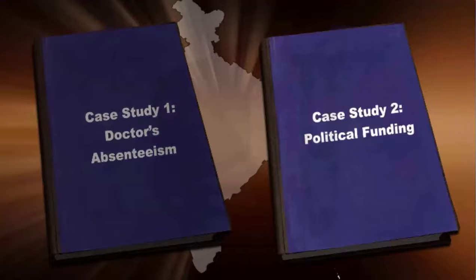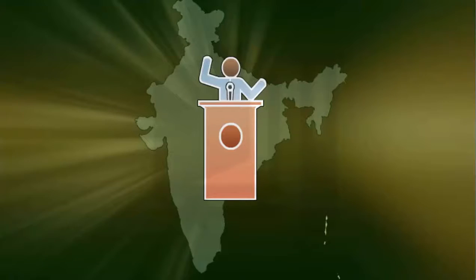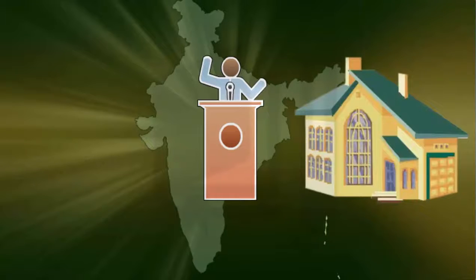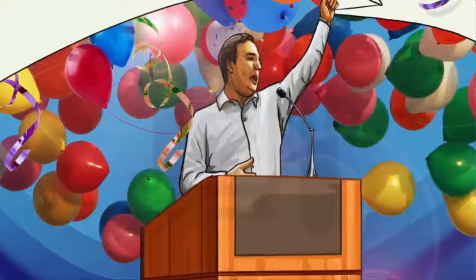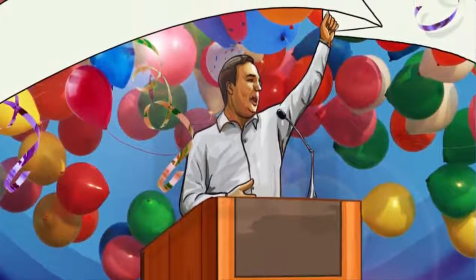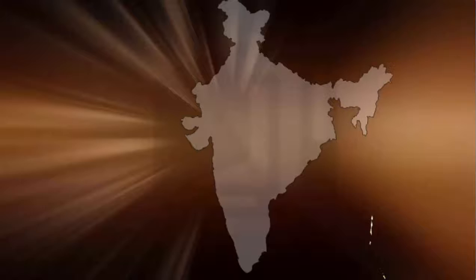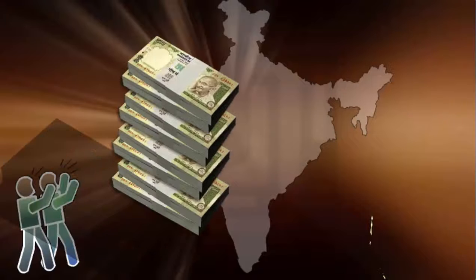Case Study 2. Political funding. Almost all candidates who have contested elections have grand homes and a fleet of cars costing crores of rupees. The projection to most people is that only the wealthy get a chance to contest and fight elections. Most of these parties are funded by big business and very rich people. The fear is that money seems to have overshadowed the voice of the poor in the Indian democracy. Can anything be done about this?